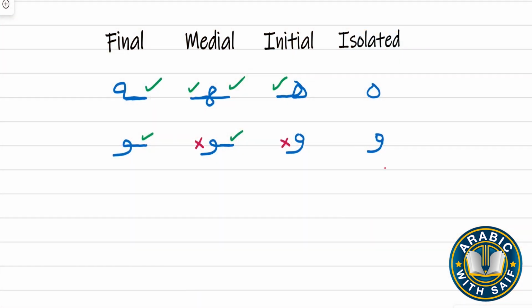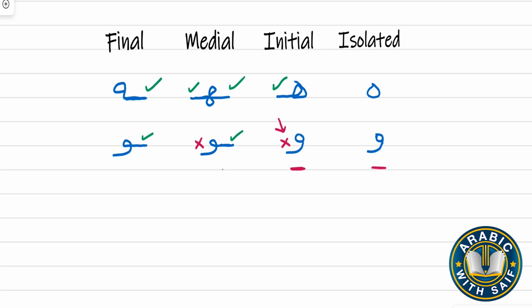This is the isolated form of wow as we studied in level 1. This is how the letter looks if it's by itself in the word. When you write wow in the beginning of a word, it stays as its by-itself shape, not allowing to connect any letter after.